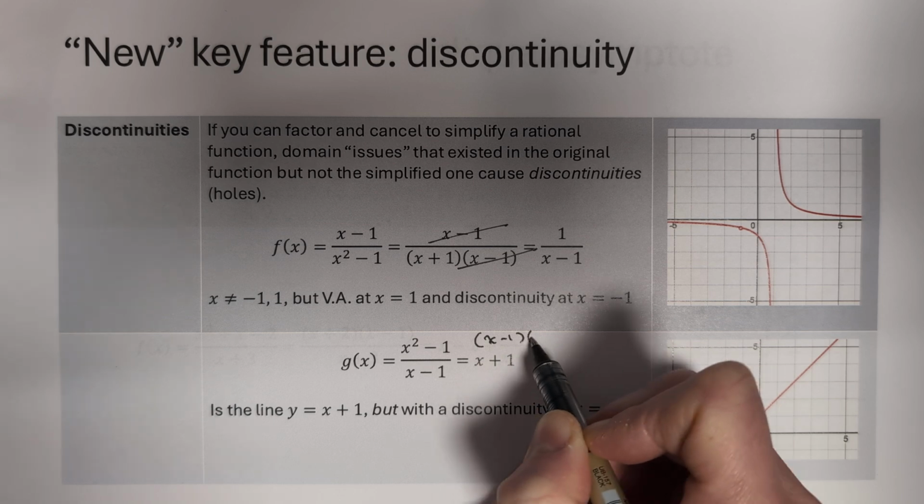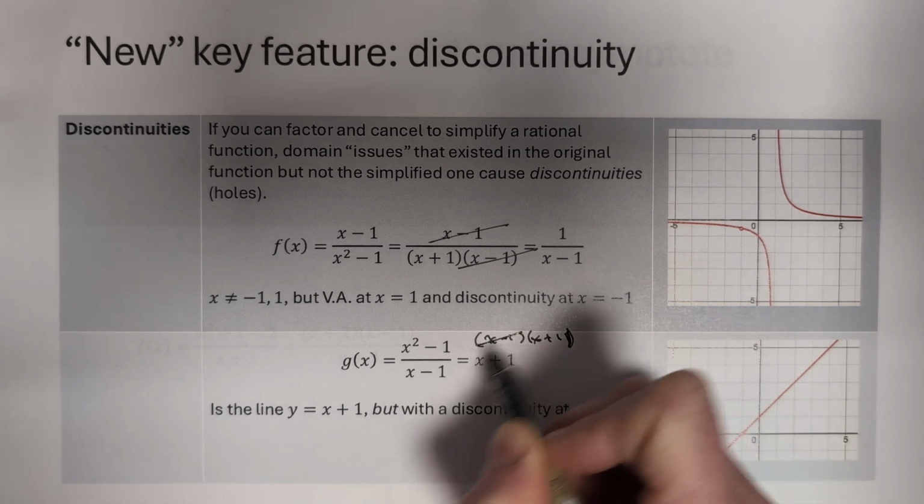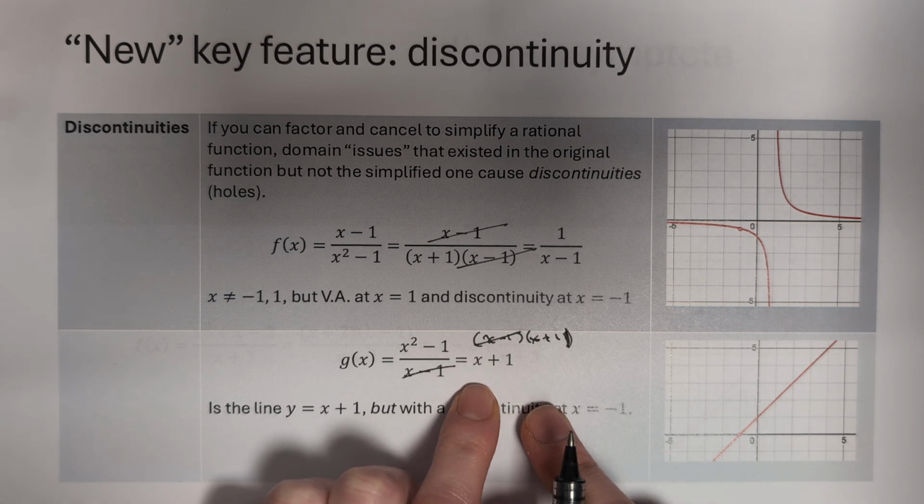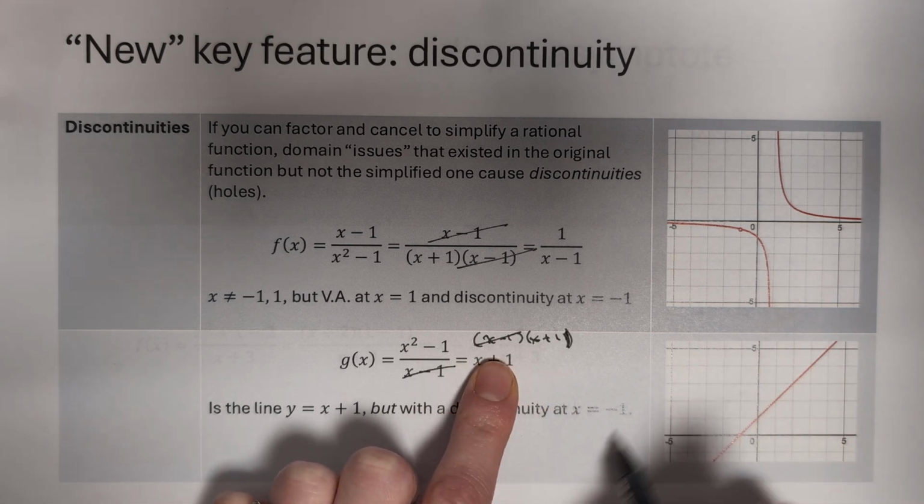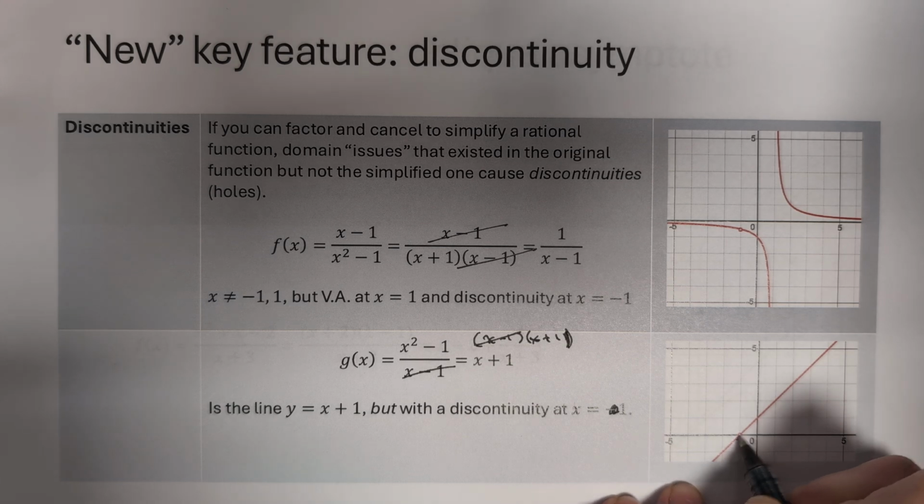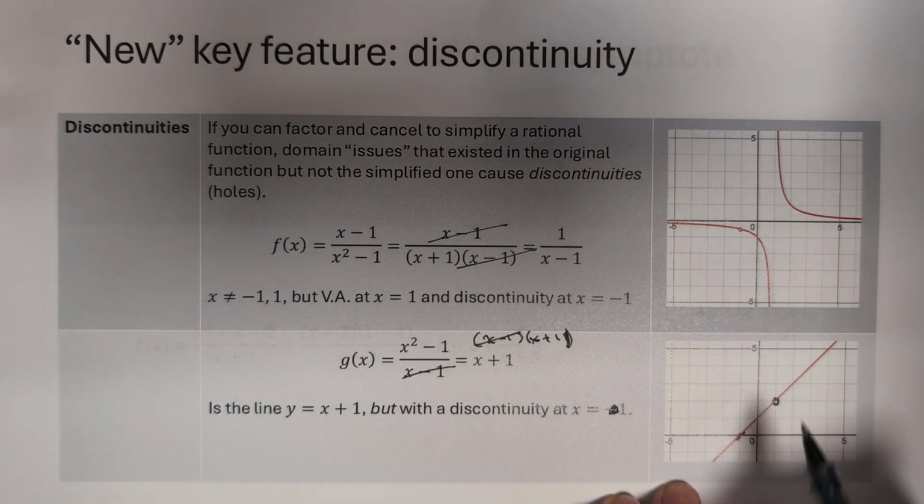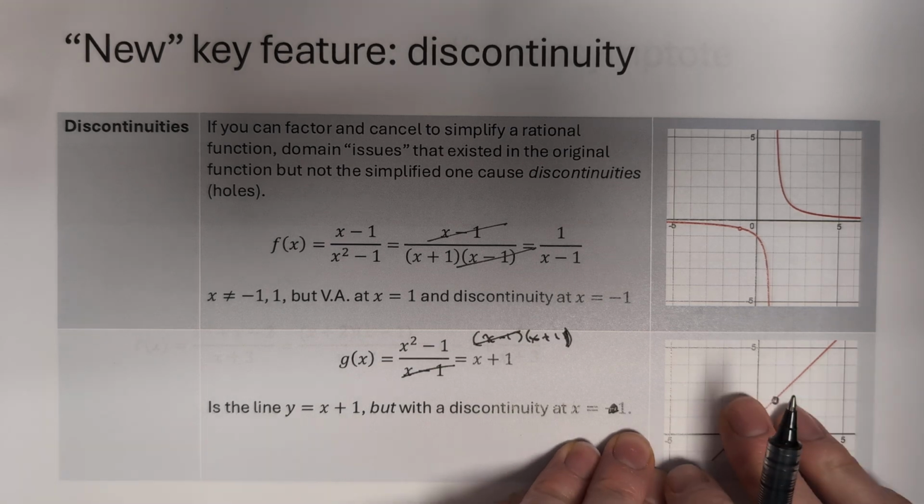X minus 1, x plus 1. And cancel that out. That's why we get this. But there is still going to be an issue at x equals 1. I actually put my hole in the wrong spot. Okay, so that should actually be constant, and we should have a hole here. Okay, that's the hole with a discontinuity.